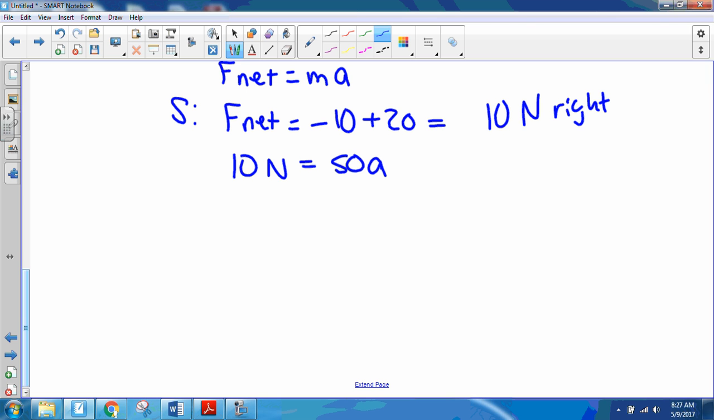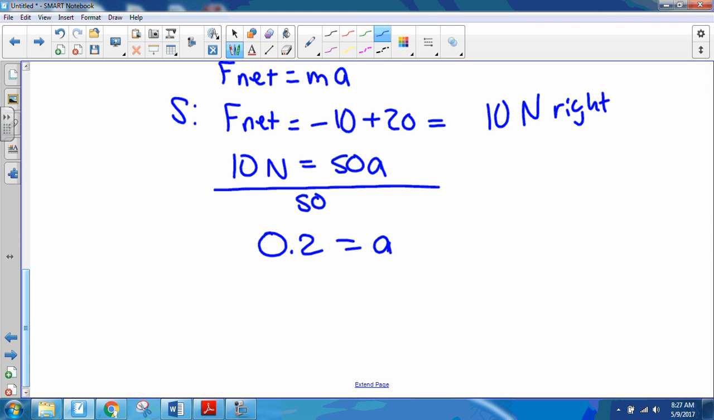It's multiplying. What's the opposite of multiplication? Division, so we divide by 50. 10 divided by 50. Anyone know what that is off the top of their head? 0.2. That's good. 1/5. Okay, so 0.2 is equal to our acceleration.